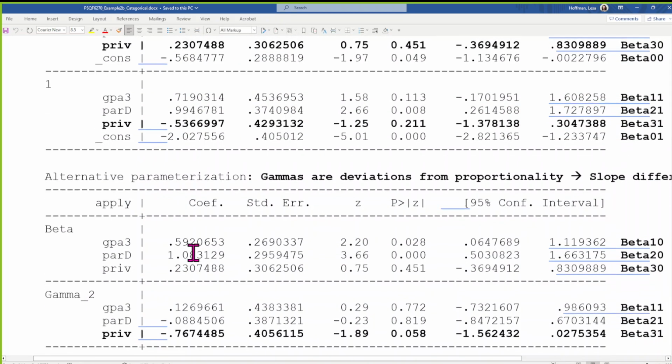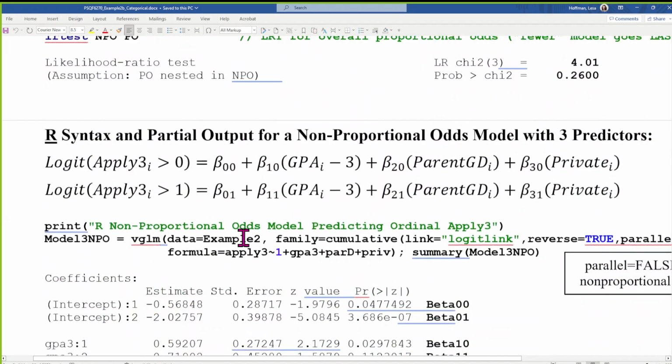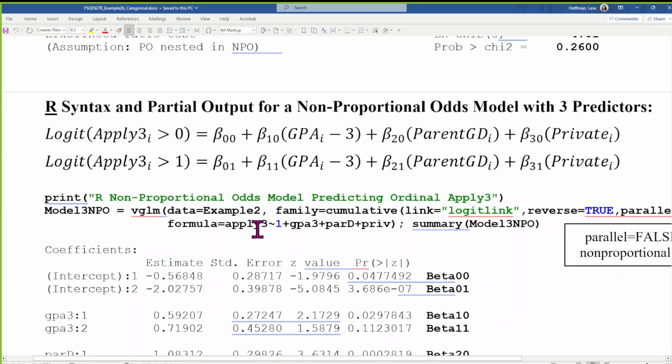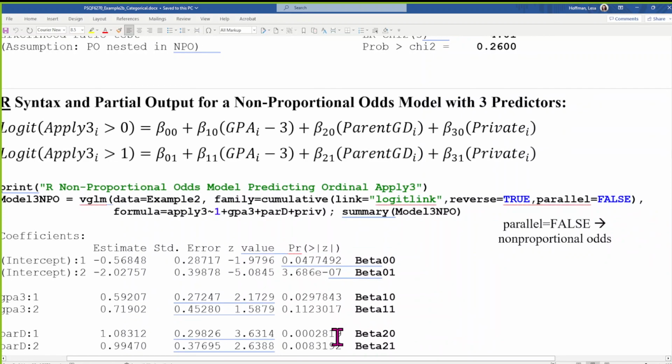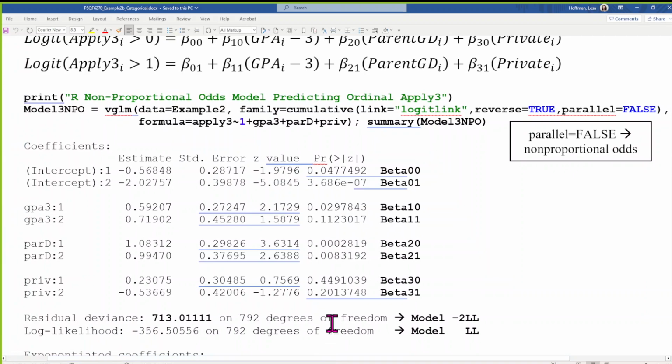So when I found this, I was really happy, because this made it really easy. In R, you've got to work a little harder. So here's the same model in R. There's only one thing different in the code. Can you find it? Yep, that's it, as indicated by the box here. Parallel equals false. Means just let it be whatever.